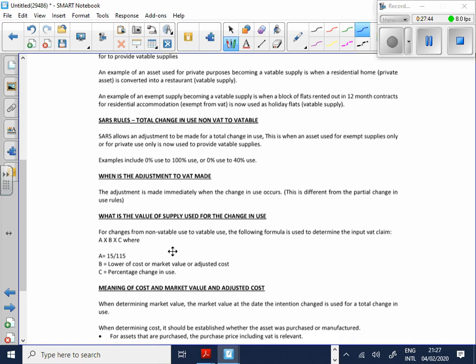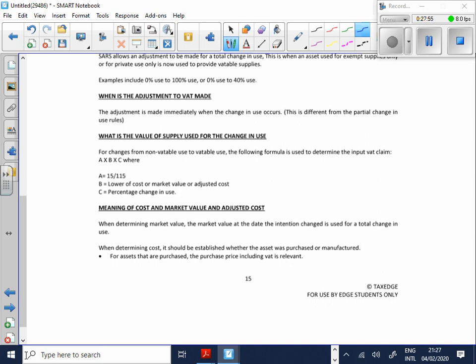Remember, total changes are based on screwing the taxpayer. So if you want to make it as small as possible, what do you do? Lower of cost or market value. Are you guys comfortable with that?